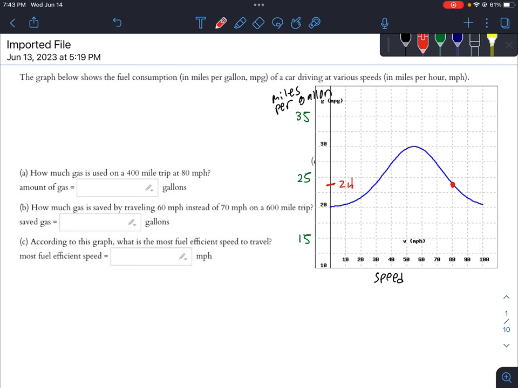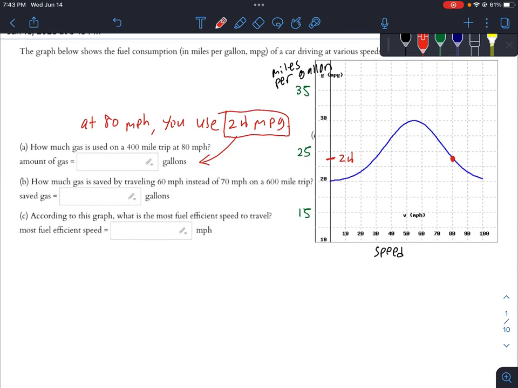So what this means is that at a speed of 80 miles per hour, you would use about 24 miles per gallon. But that's not the answer for this question, because you weren't asked for the fuel economy, you were just asked for the raw amount that you would use. So if you had a fuel efficiency of 24 miles per gallon and you drove 400 miles, how much gas would you use in gallons? And that would be your answer for this.